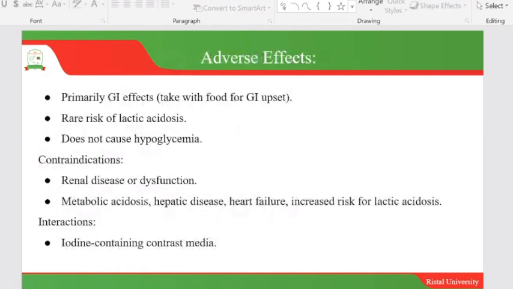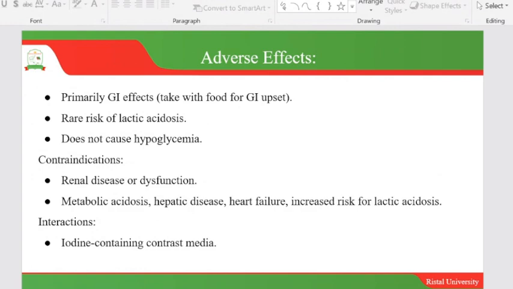So the adverse effects of biguanides or metformin: primarily there will be GI effects. So if the GI effects are being experienced, the patient is advised to take the medication with food to make sure that they are overcome. Then a rare risk of lactic acidosis can also occur. Then one thing to be noted is they do not cause hypoglycemia. They can never cause hypoglycemia.